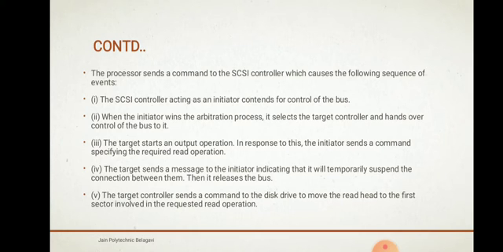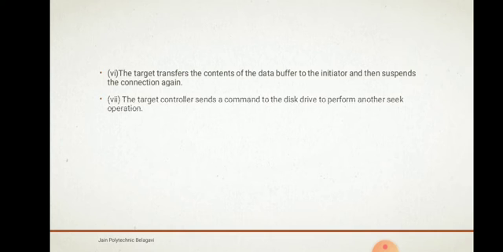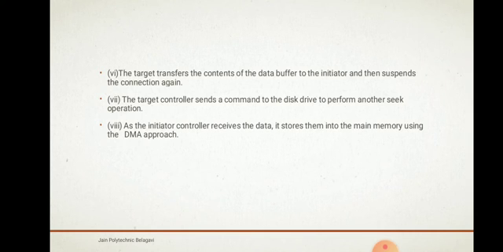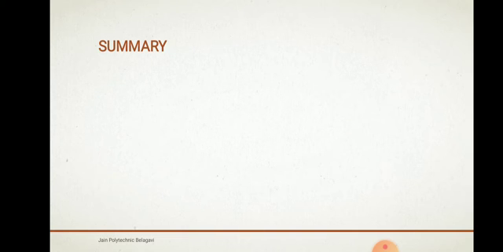After that, the target controller sends a command to the disk drive to move the read head to the first sector involving the requested read operation. Afterwards, the target transfers the contents of the data buffer to the initiator and then suspends the connection again. After that, the target controller sends a command to the disk drive to perform another seek operation. As the initiator controller receives the data, it stores them into the memory using the DMA approach. The SCSI controller then sends an interrupt to the processor to inform it that the requested operation has been completed.